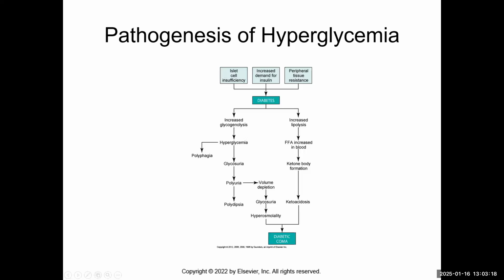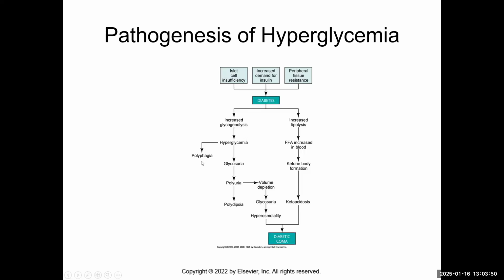So with hyperglycemia, there's some pathogenesis to it when you have an elevated amount of glucose. It could be due to any of these reasons, okay? The insulin resistance, your body has an increased demand for insulin because you're overeating, or there's an issue with the antibodies. But with diabetes, you have increased glycogenolysis, which is breakdown of glycogen into glucose. Then that causes hyperglycemia, which then causes polyphagia.